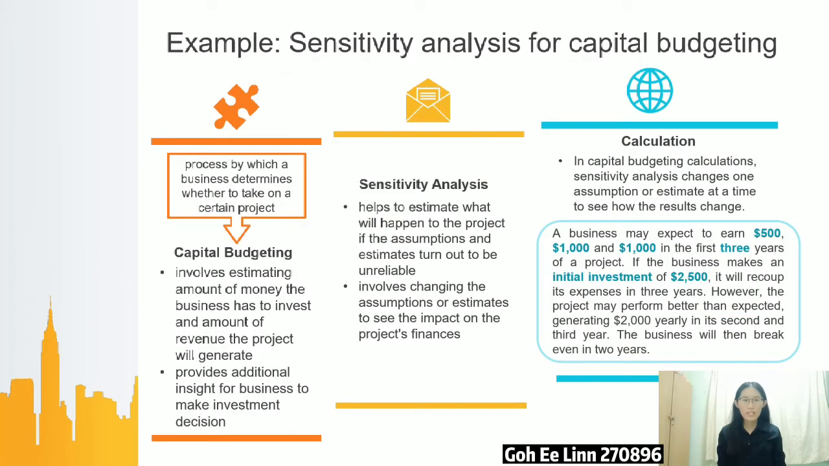Now, let us look at an example, which is sensitivity analysis for capital budgeting. Capital budgeting refers to the process by which a business determines whether to take on a certain project. Normally, the analysis involves estimating the amount of money the business has to invest and the amount of revenue the project will generate. In this situation, sensitivity analysis provides additional insights for the business in order to make the investment decision.